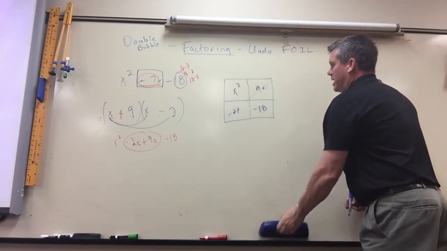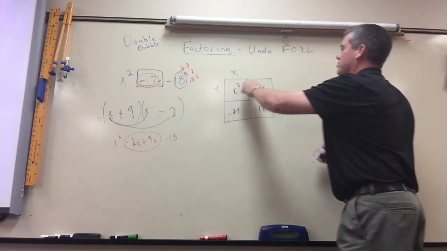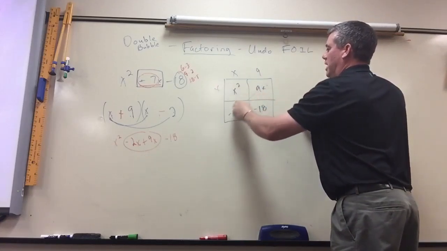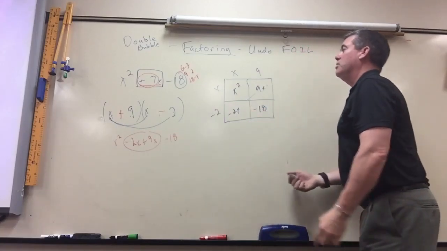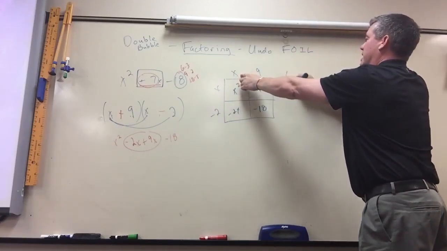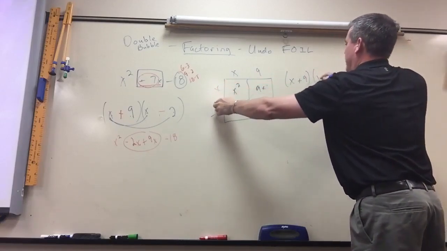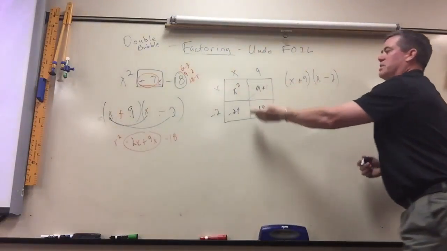So then you can just look at, in order to get an x squared, it's an x times an x. In order to get a 9x here, it'd have to be a 9 here. In order to get a negative 2 times x, it'd have to be a negative 2. So there you can see it's x plus 9, and this is an x minus 2. So it's the same exact thing, it's just another way to do it.